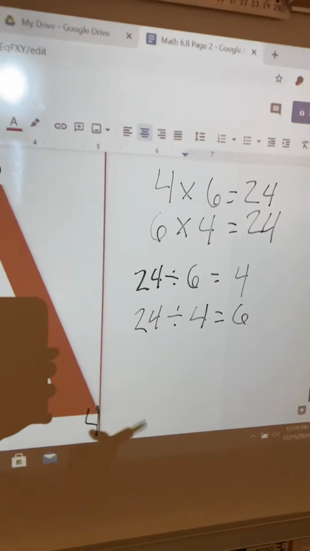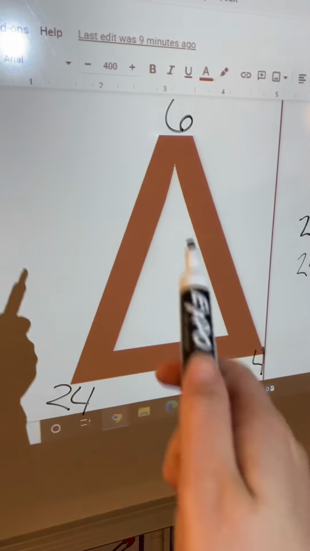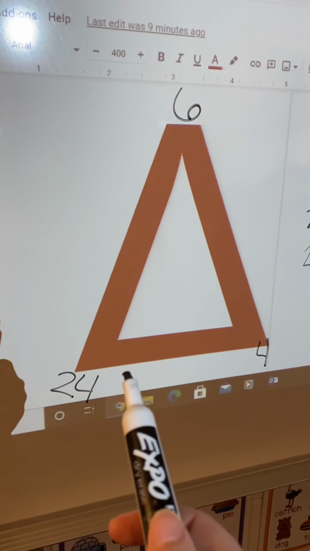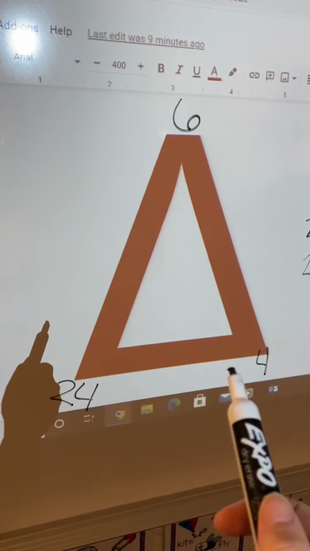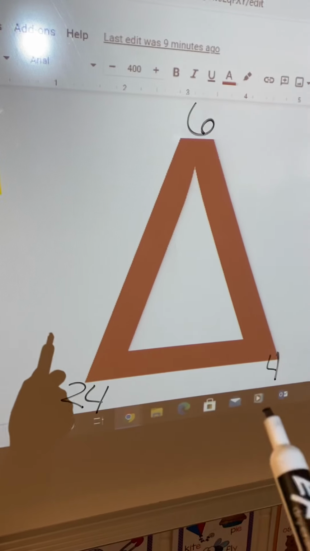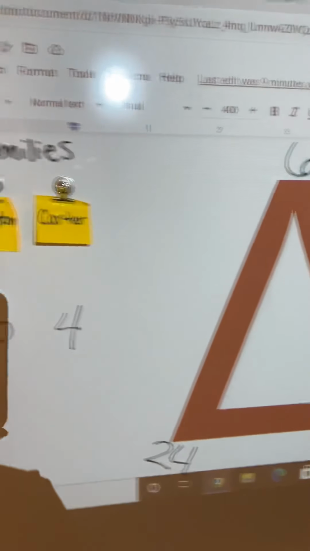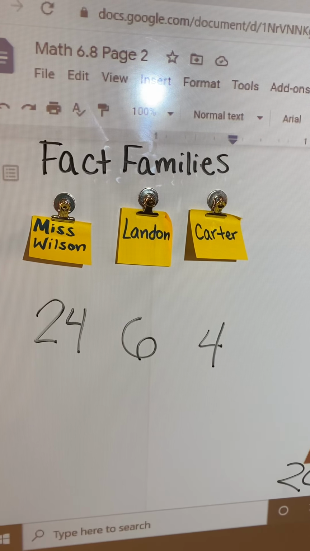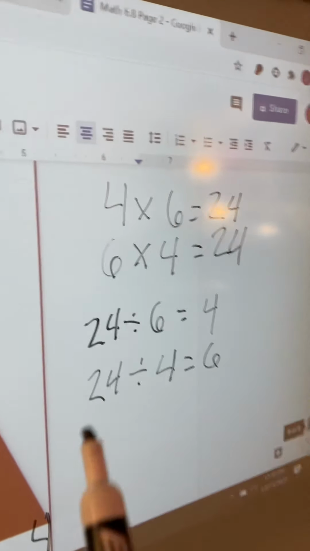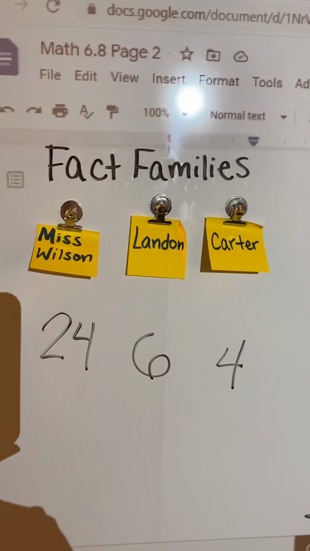So that's a very different way of looking at it, but sometimes you'll see them on these triangles and they'll show you. 4 times 6 equals 24, or 6 times 4 equals 24. 24 divided by 6 is 4. 24 divided by 4 is 6. It's the same 3 numbers, the same 3 numbers here, the same 3 numbers there, okay? That's the whole point of fact families. There are 4 different equations, 1, 2, 3, and 4, with the same 3 numbers.